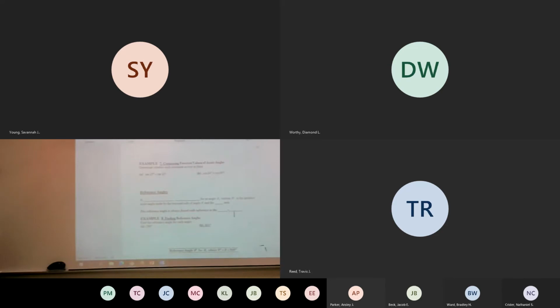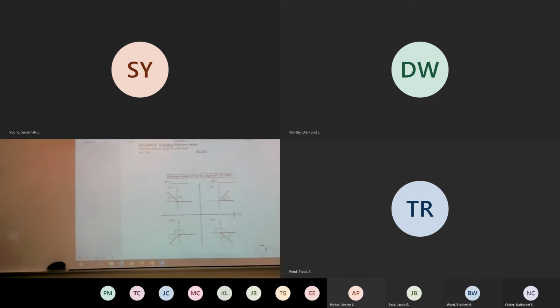The reference angle for an angle theta is written as theta prime. It is the positive acute angle made by the terminal side of angle theta and the x-axis. So as you see here, it's always going to be the terminal side here.